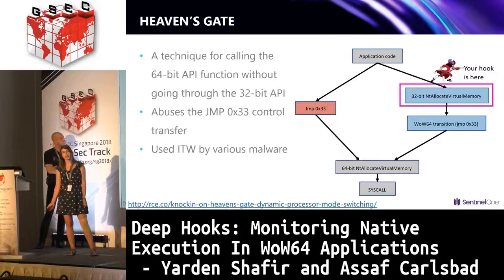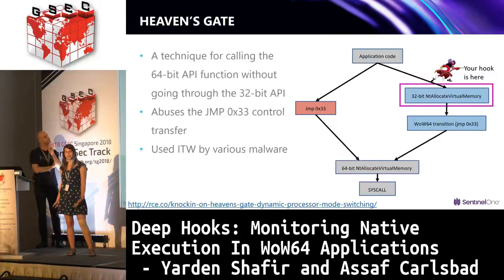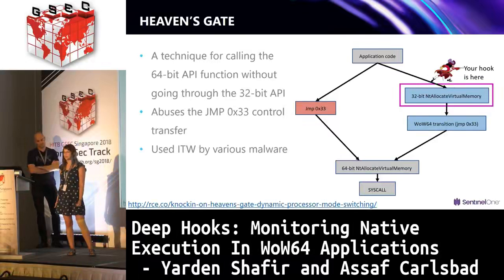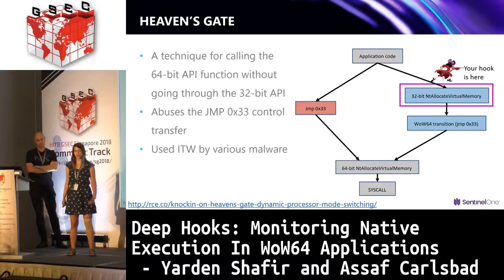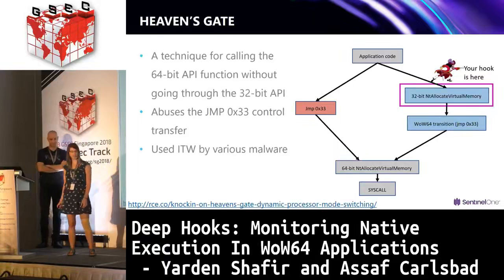How does it work? This technique makes the system call by calling directly to the 64-bit API function without going through the whole process we saw here. It does that by using the far jump or a similar instruction to transition itself from 32-bit to 64-bit mode, making all of the required adjustments and calling the 64-bit API function.